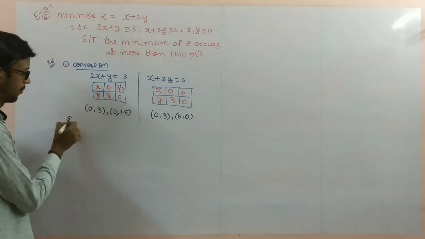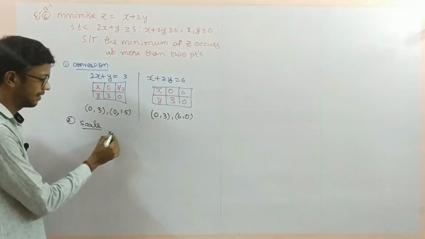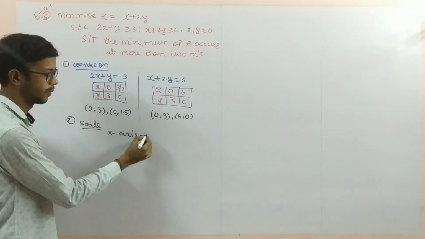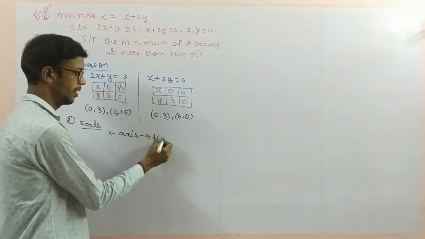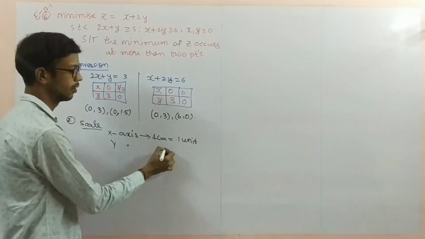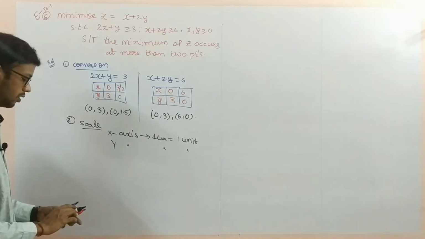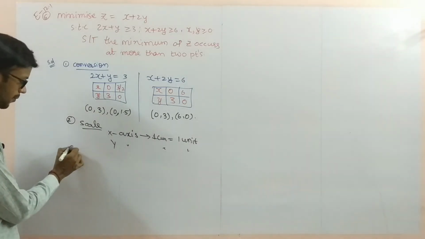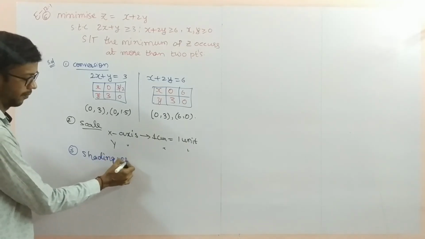Now, how will we take the scale? On the x-axis, I am taking 1 centimeter equal to 1 unit. Same for the y-axis, 1 centimeter equal to 1 unit. Now for the shading region.